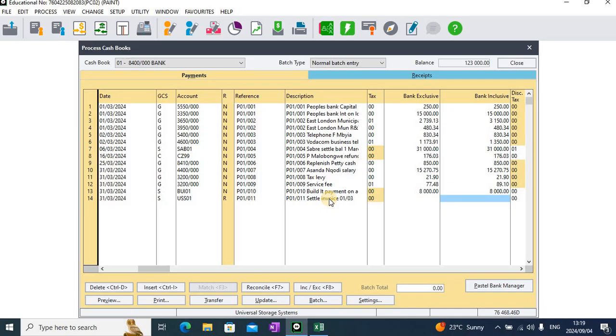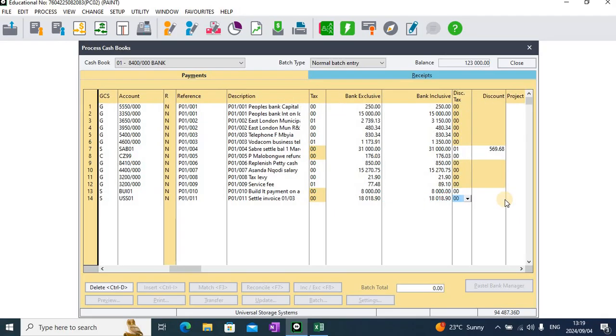So this one is for Universal Systems. No early payment terms discount allowed on courier fee. Okay, P0111. They give us the amount that we have to enter: 18,018.90.